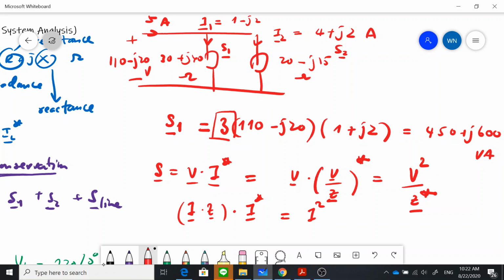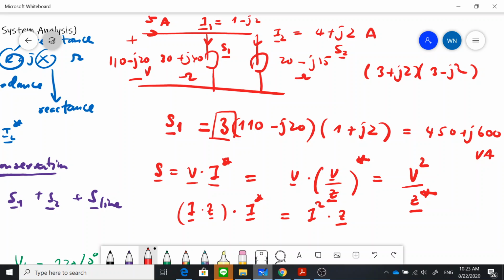This is the I square, because you remember, if you get 3 plus J2 multiplied by the conjugate of this, which is 3 minus J2, then what you get is the square of the magnitude. There is no imaginary part of this. Okay, I square times Z.